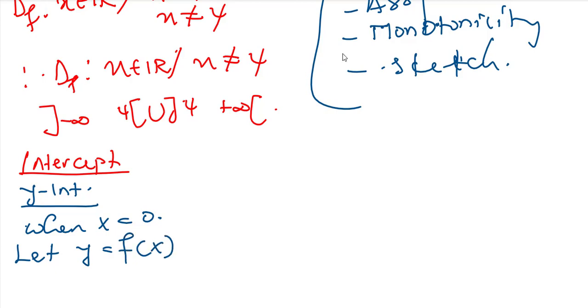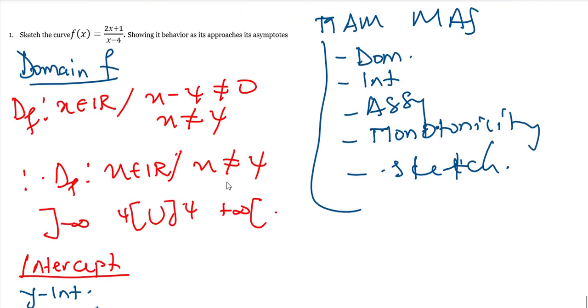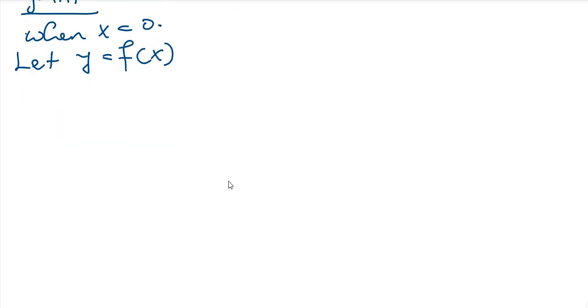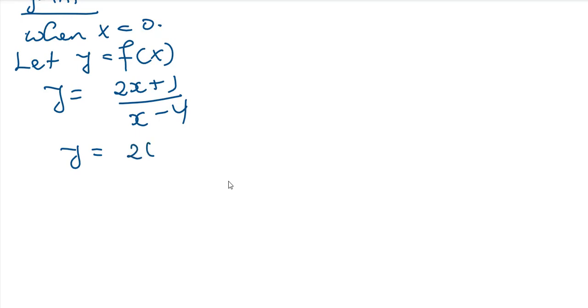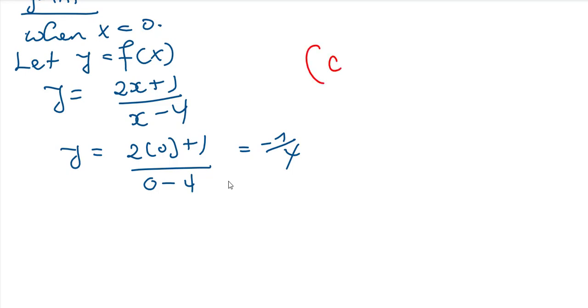I'm going to let y be f of x. But our f of x is (2x plus 1) divided by (x minus 4), so y will be equal to (2x plus 1) divided by (x minus 4). What does it mean? When x is 0, y will simply be equal to (2 times 0 plus 1) divided by (0 minus 4), and this gives negative 1 quarter. So one of our intercepts, the y-intercept, occurs when x is equal to 0, y is negative 1 quarter.